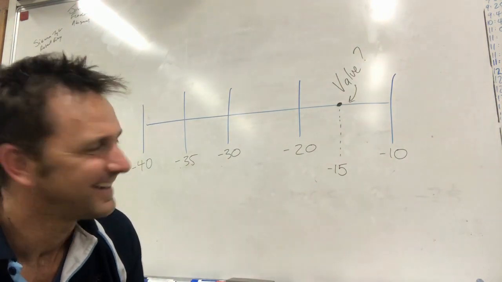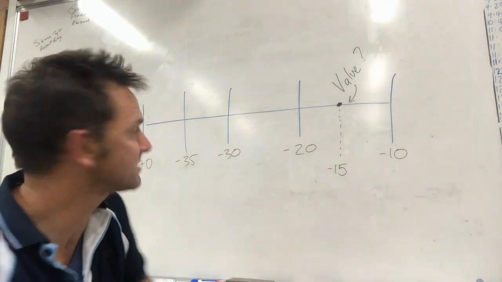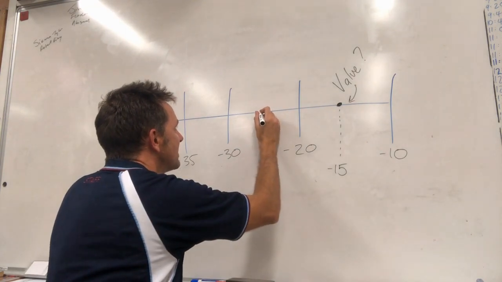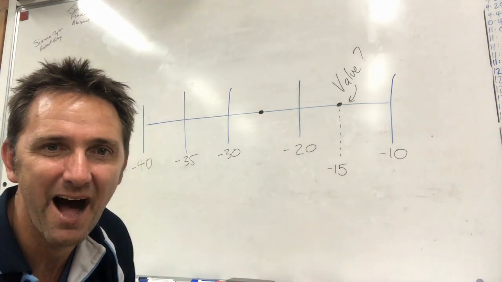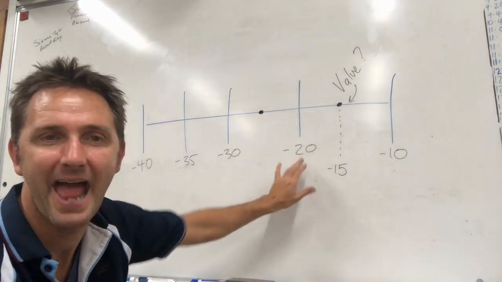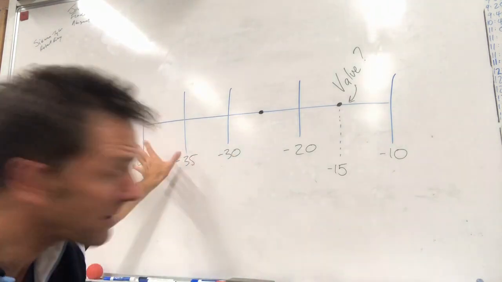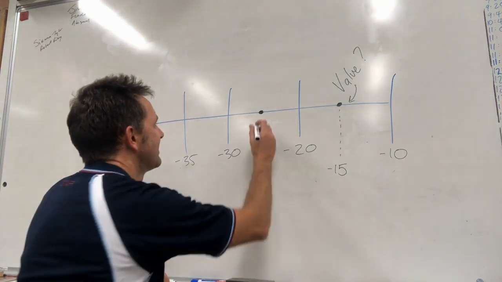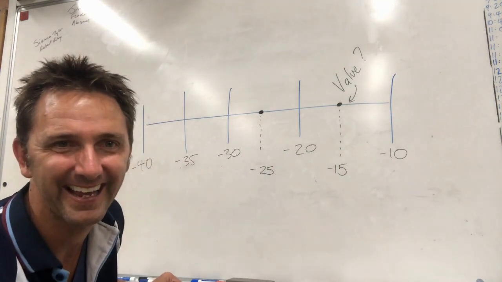Okay? Let's do the next one. What's going to be the value of this dot? Exactly halfway between -30 and -20. What about this? What's the exact halfway between -30 and -20? Well, have a go. You copy this down. You write it down. You have a go. Right, I wonder if you got -25. Okay?